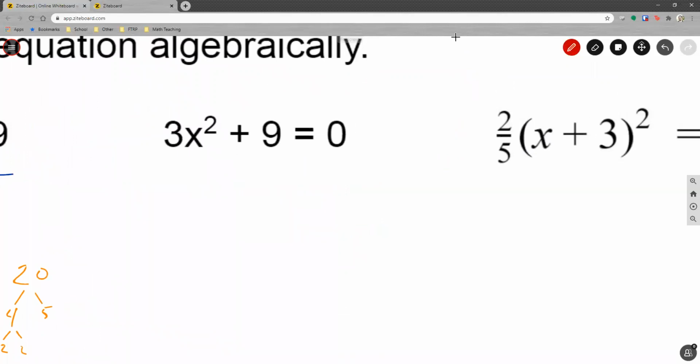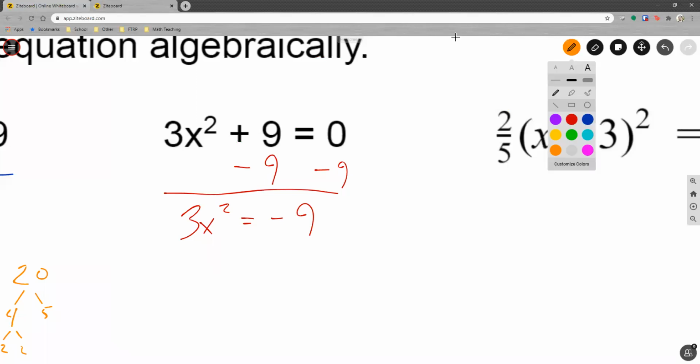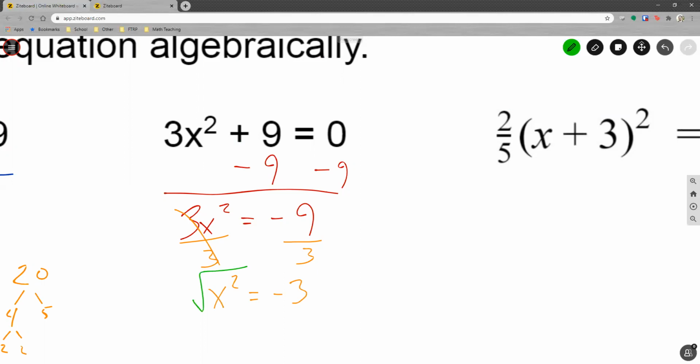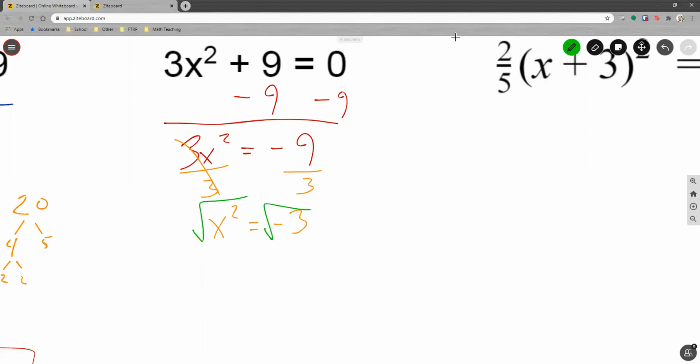This one will be straightforward. 3x squared plus 9 equals 0. Again, I'm just solving for x. So I've got 3x squared equals negative 9. Let's go ahead and divide by 3 on both sides. I got x squared equals negative 3. And then I'm going to take the square root on both sides. Square root of x squared is x. The square root of negative 3: at this point in the course we cannot take a square root of a negative number. It does not exist.